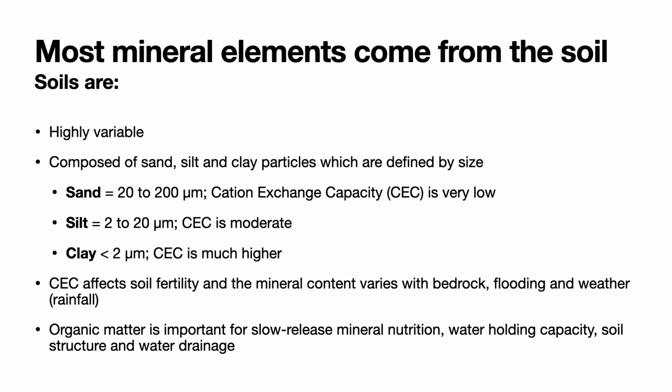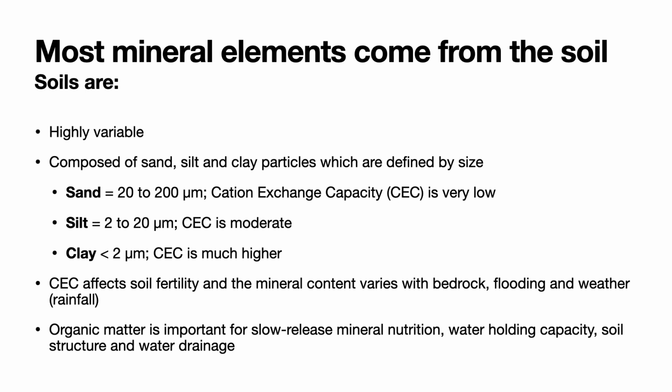I'll explain what cation exchange capacity is in the next slide. Silt is between 2 and 20 micrometers, and its cation exchange capacity is moderate. And clay is any particle less than 2 micrometers, and it has a much higher cation exchange capacity than the other silt and sand particles. There are different kinds of clays that have different fertilities or cation exchange capacities, such as montmorillonite or kaolinite, just to make things more complicated.